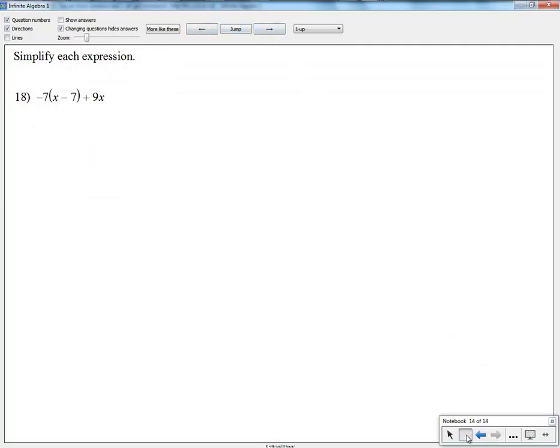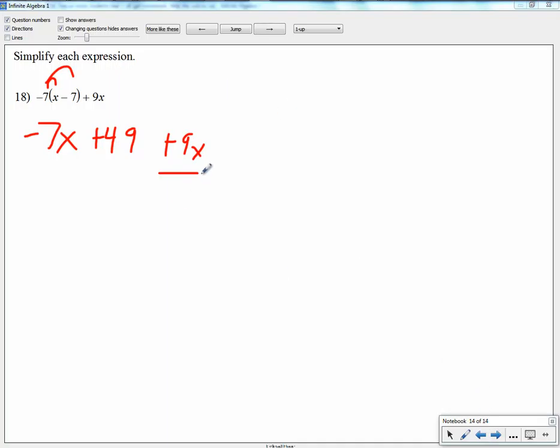If we look at the next one, again, we distribute. So we have negative 7x. Negative 7 times negative 7 is positive 49 plus 9x. Now our similar terms are the x's. So we have 9 minus 7, which is 2x. Bring down the 49.